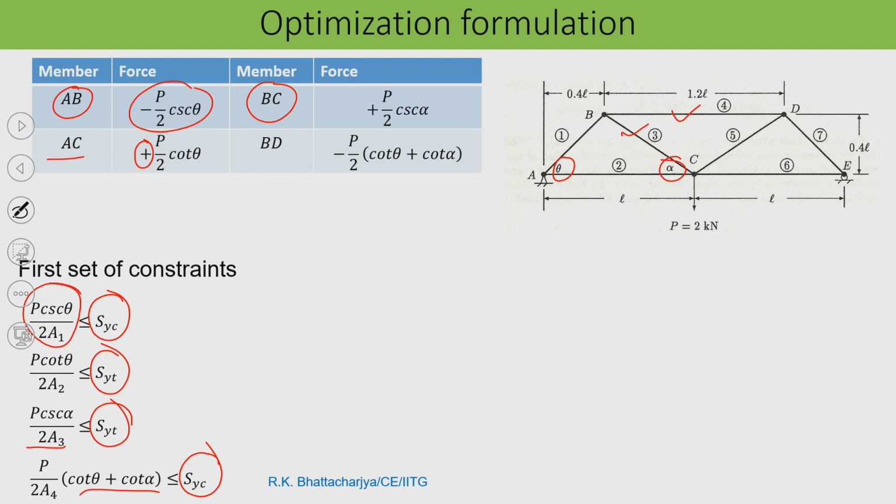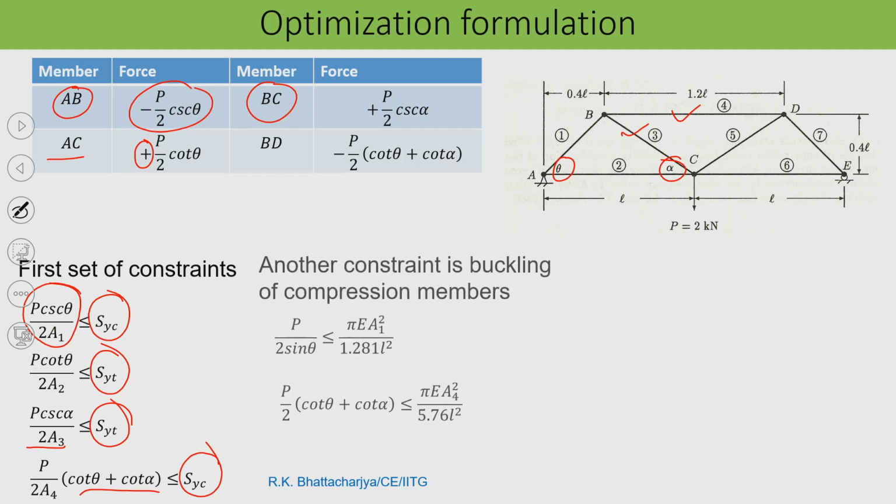So, these are the first set of constraints. If you put these constraints into your optimization model, then whatever cross section you get will ensure that the members are sufficient enough to take the tensile force as well as the compressive force developed within the member. Okay, so what are the other constraints?